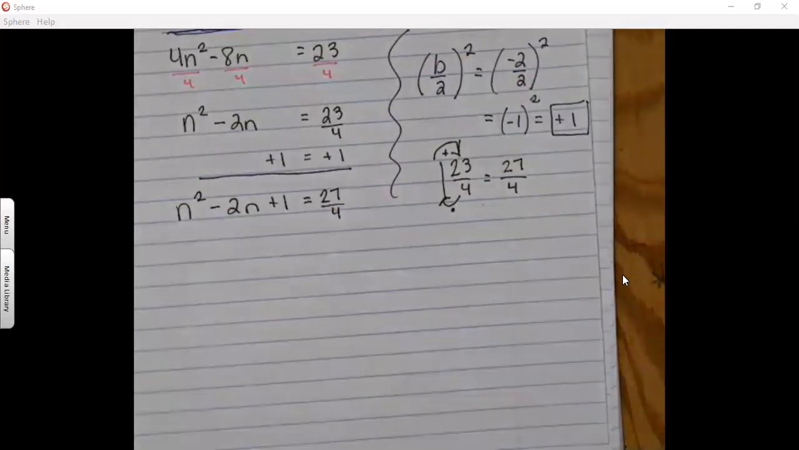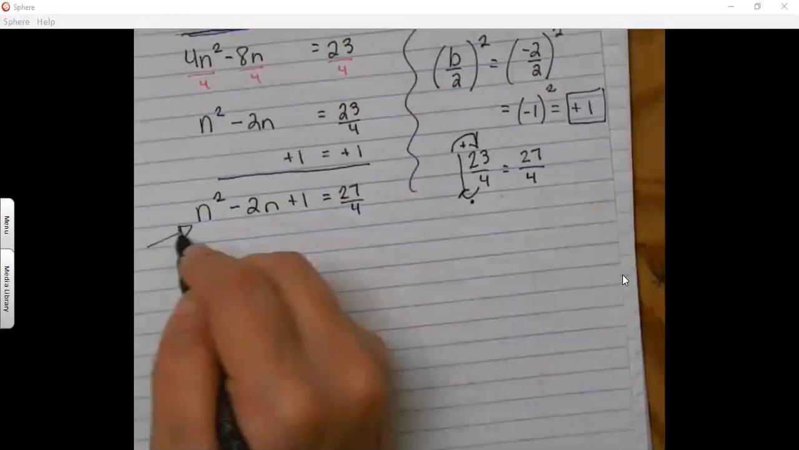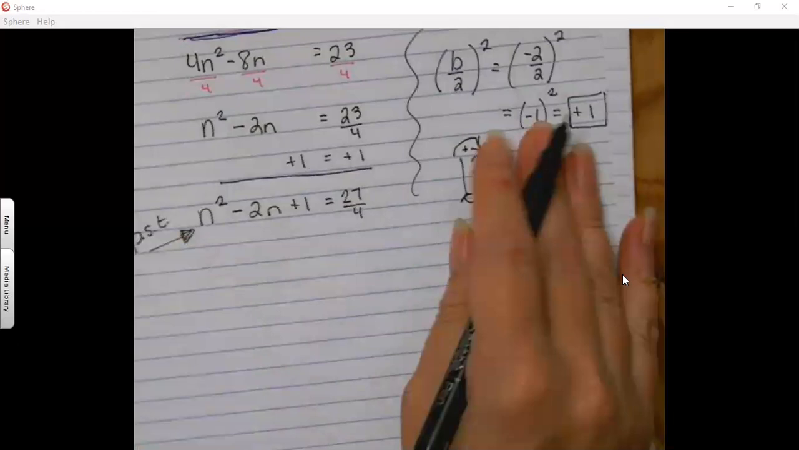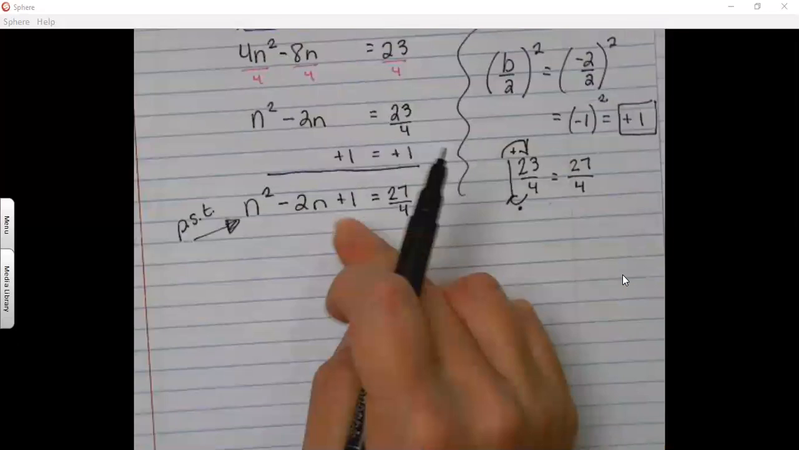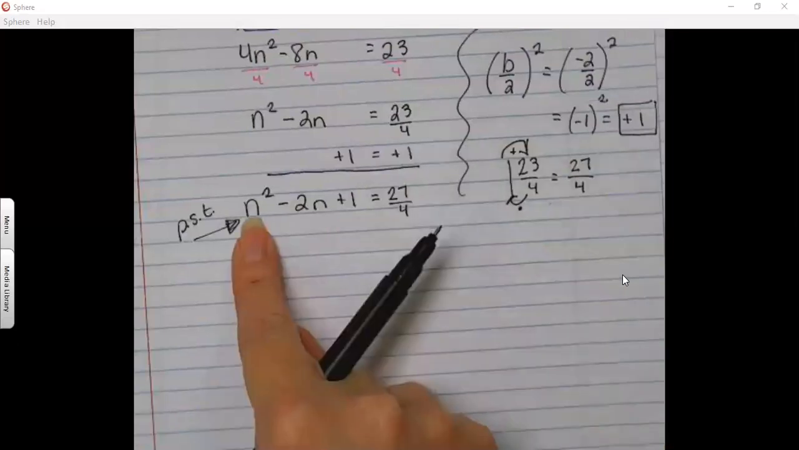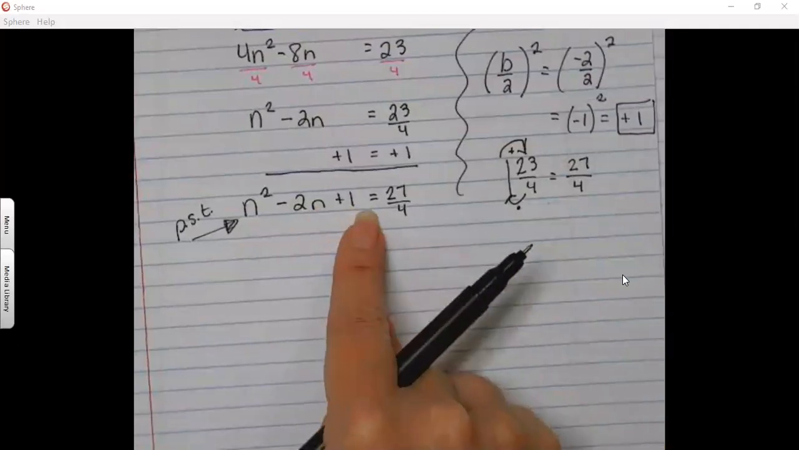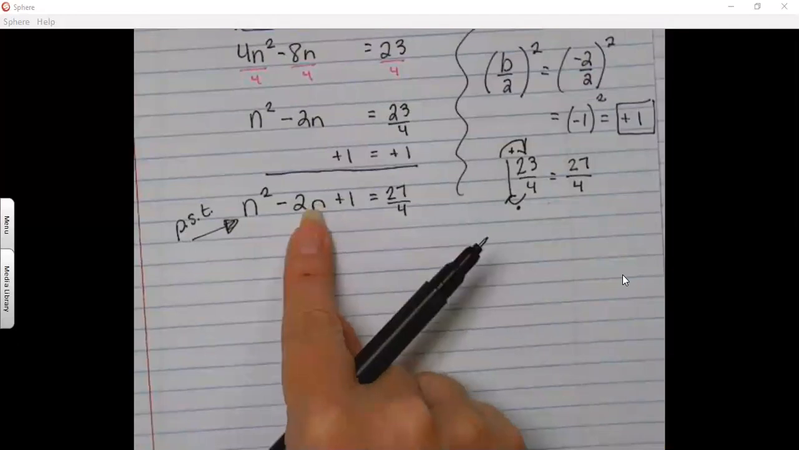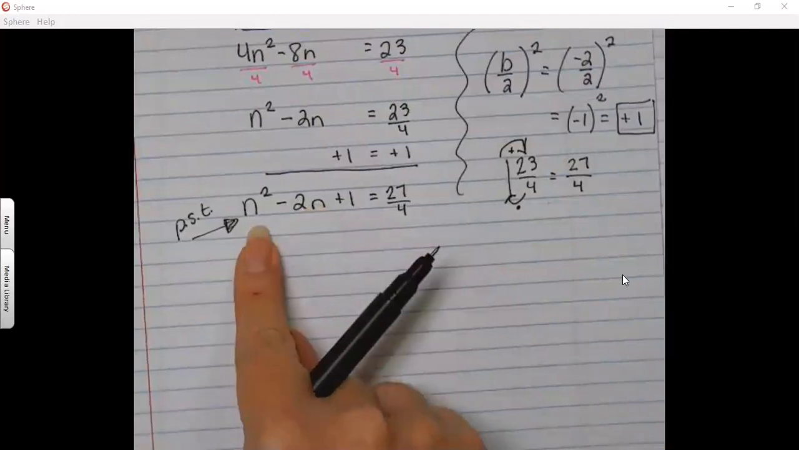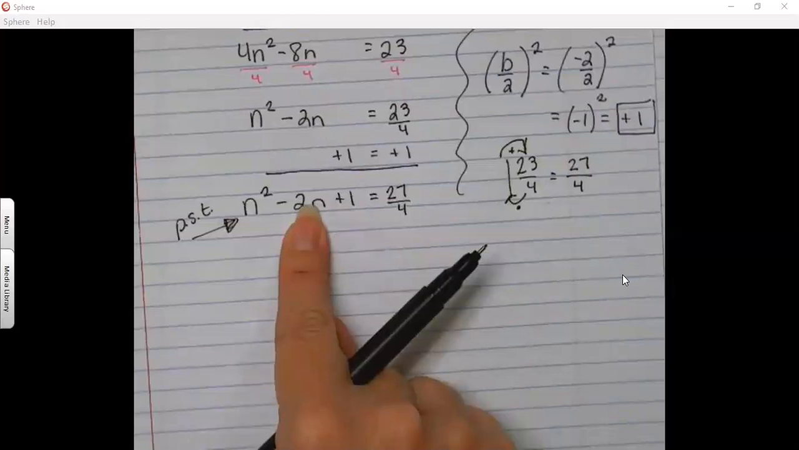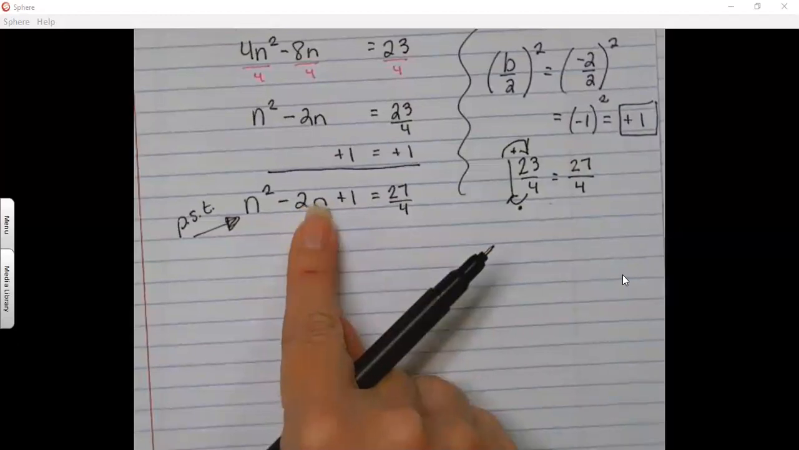I have created a perfect square trinomial. Let's just check it. It's a trinomial. My last term's positive. My first term's a perfect square. N squared's a perfect square. 1's a perfect square. Just because the first and the last term's perfect square doesn't mean it's a perfect square trinomial. You have to check the middle term. So to check the middle term, take the square root of the first term, which is n, times the square root of the last term, which is 1. 1 times n is n, right? Double it or multiply by 2, and you get the absolute value of the middle term. N times 2 is 2n. Perfect. That's a perfect square trinomial.